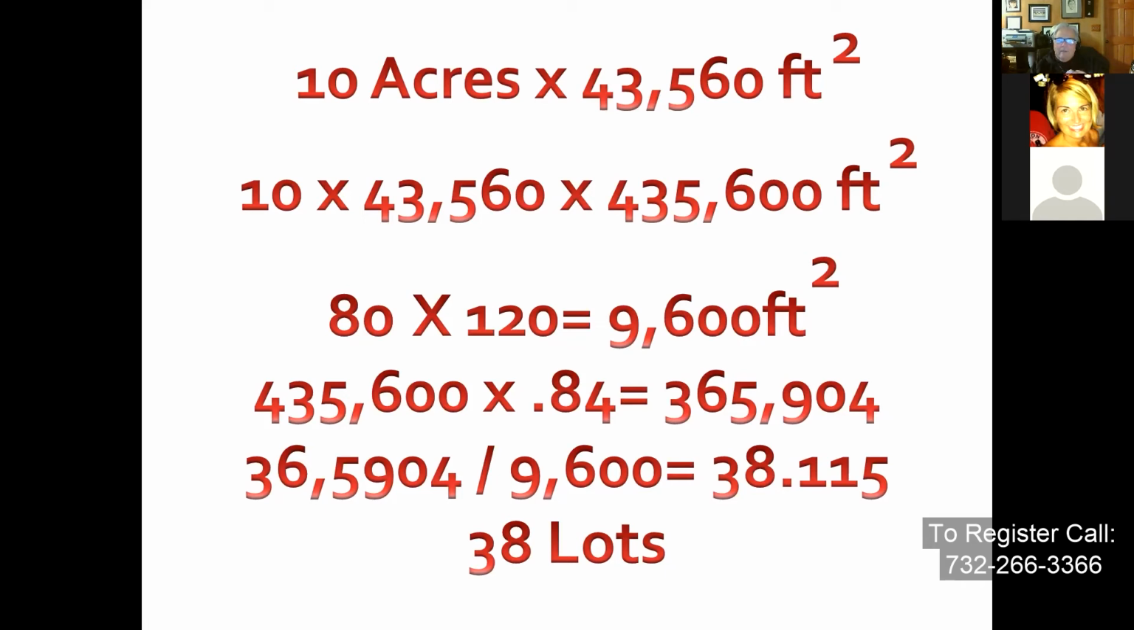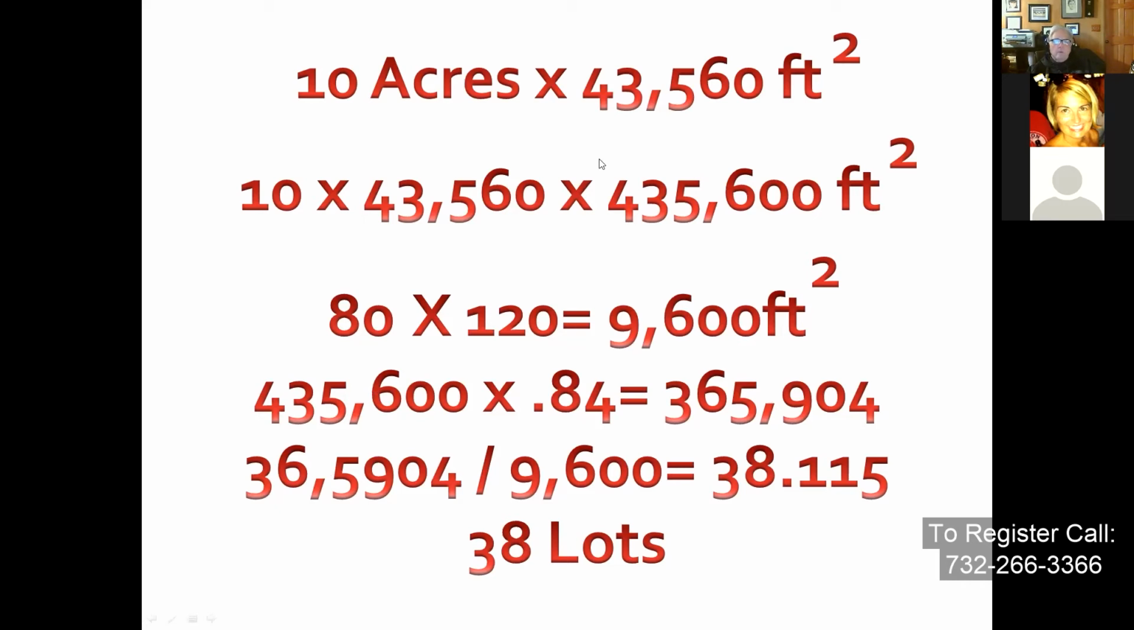So if we take that 365,904 and we divide it by 9,600, we come up with 38.115, and you can't build a 115 of a house. So it means we can build 38 different lots. We have 38 different lots on the property. All right. So again, it's just a problem that revolves around 2 steps, and we just got to work our way through 2 steps.